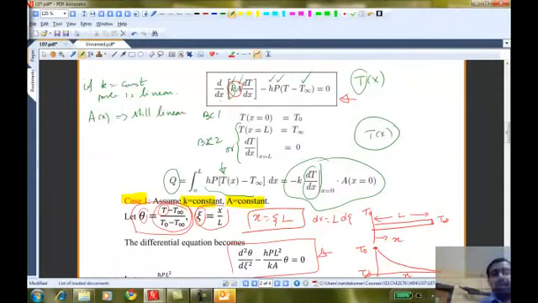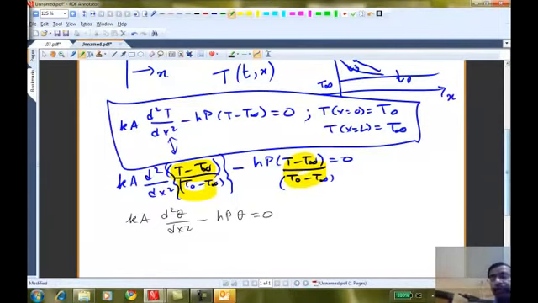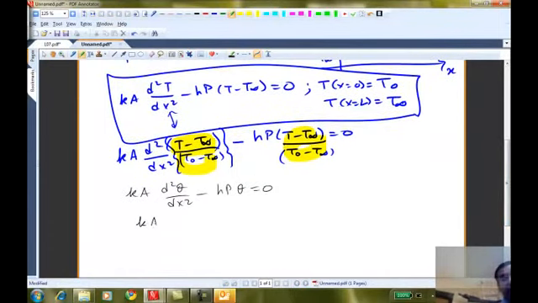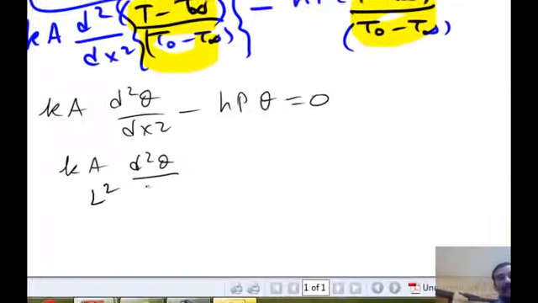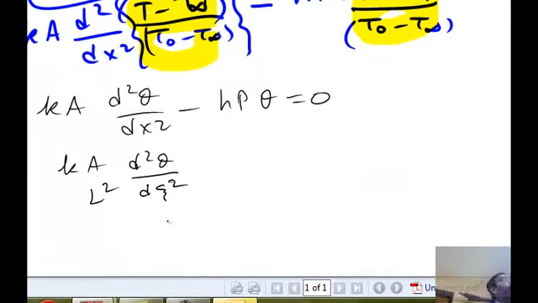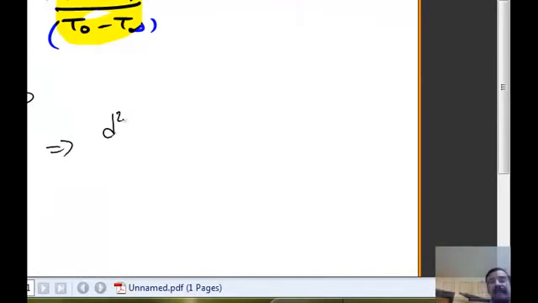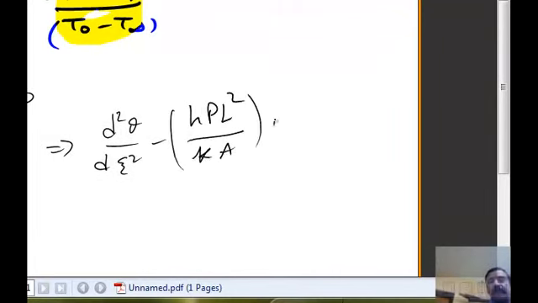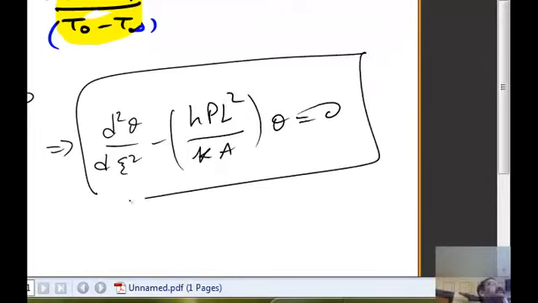Okay? So the next step would be to make this k times a times d squared theta over dx squared. That's going to be written as L squared times d psi squared. The L squared comes from the fact that dx squared is the same as d psi squared times L squared, so that L squared is in the denominator. Minus hp times theta equal to 0. So this can be rearranged as d squared theta d psi squared minus hp L squared over k a times theta equal to 0. That is the process of putting it in dimensionless form.